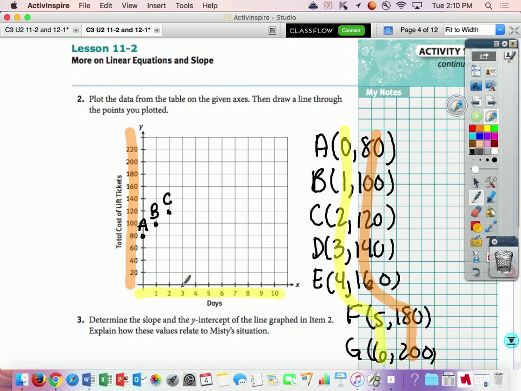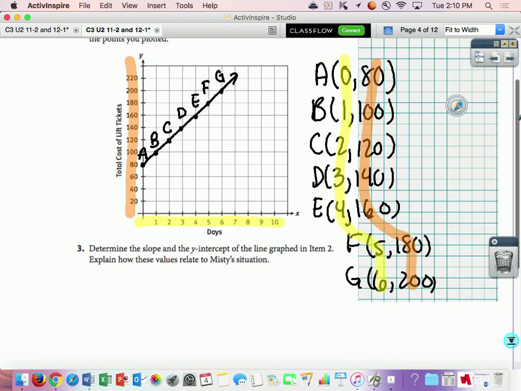C. Then I've got 3, 140. Then I've got 4, 160. Then I have 5, 180. And then last but not least, I have 6 and 200. Alright, and we can see that this is linear because it gives us a line. You should always use your ruler when you are drawing a line like this to make sure you're connecting the dots correctly. Okay, this says determine the slope and the y-intercept.